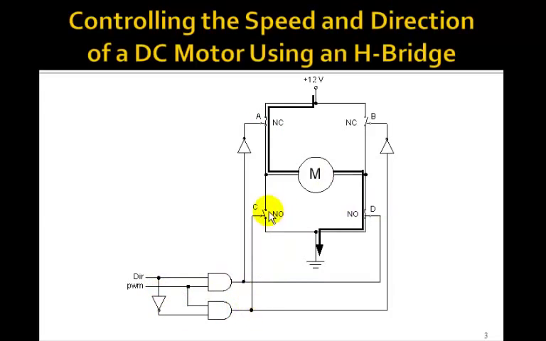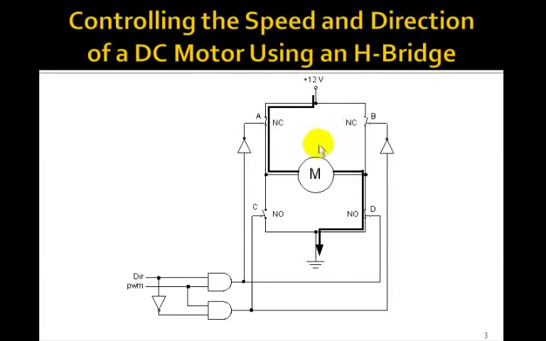inverts here, so you got a 0 here, so this is normally open, so this one's open. This goes through, becomes a 1, normally closed, makes this one open. So with the direction 1 and PWM 1, you have current going down in this direction through the motor.